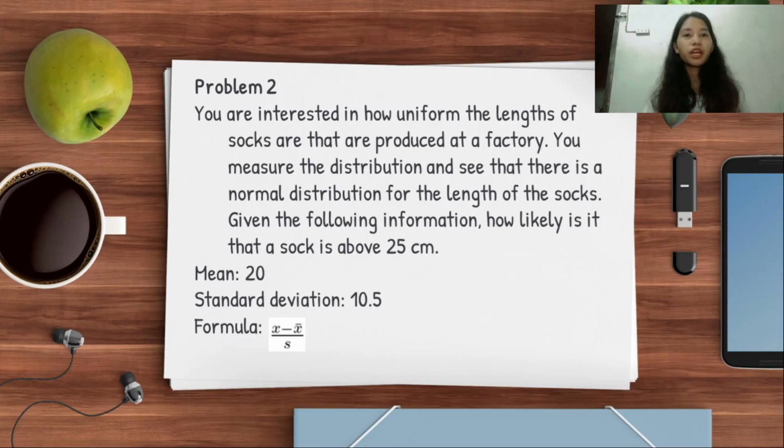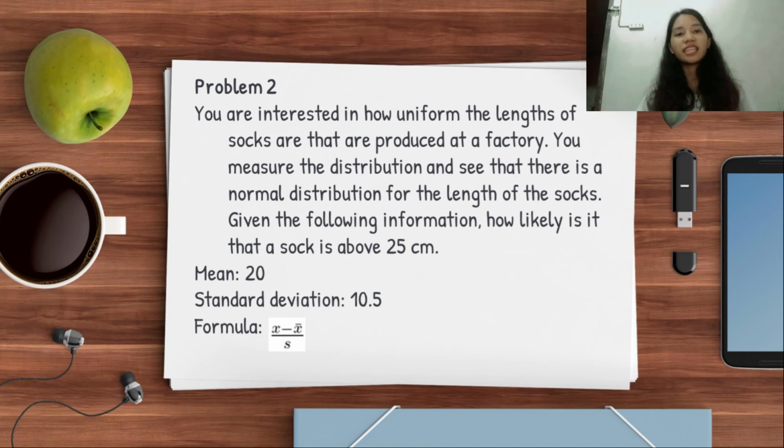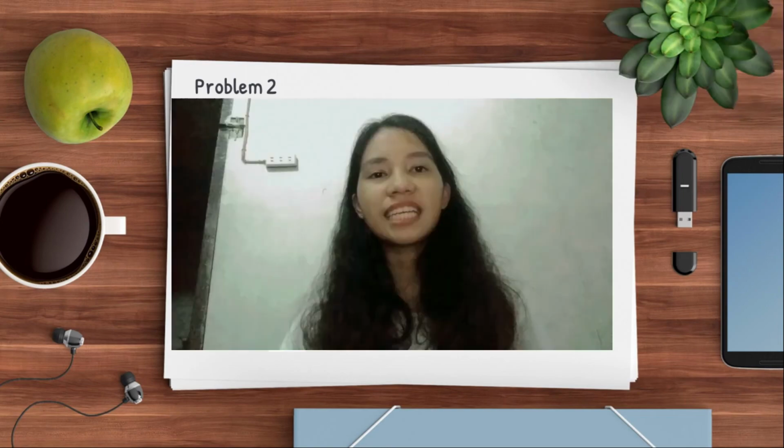Problem number 2. You are interested in how uniform the lengths of sacks are that are produced at the factory. You measure the distribution and see that there is a normal distribution for the length of the sack. Given the following information, how likely is it that the sack is above 25 cm? The mean is 20, the standard deviation is 1.5. The formula is the same.